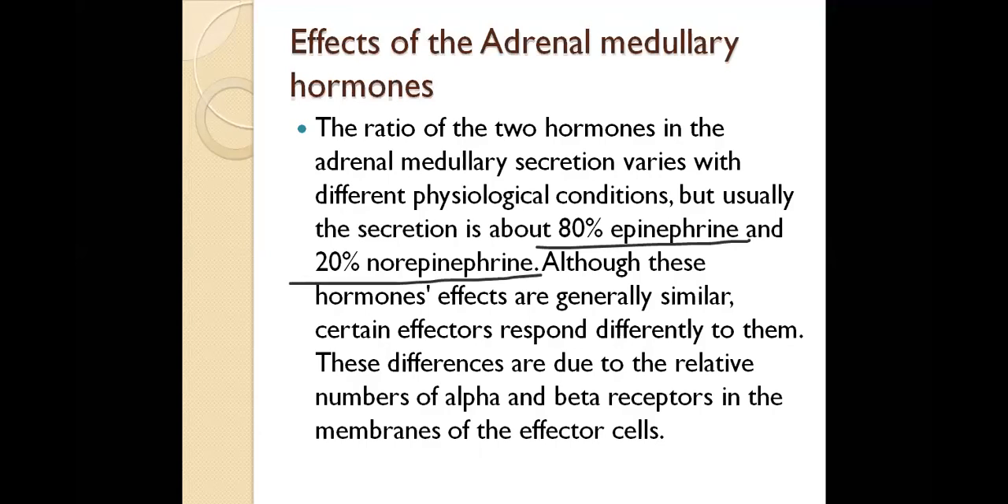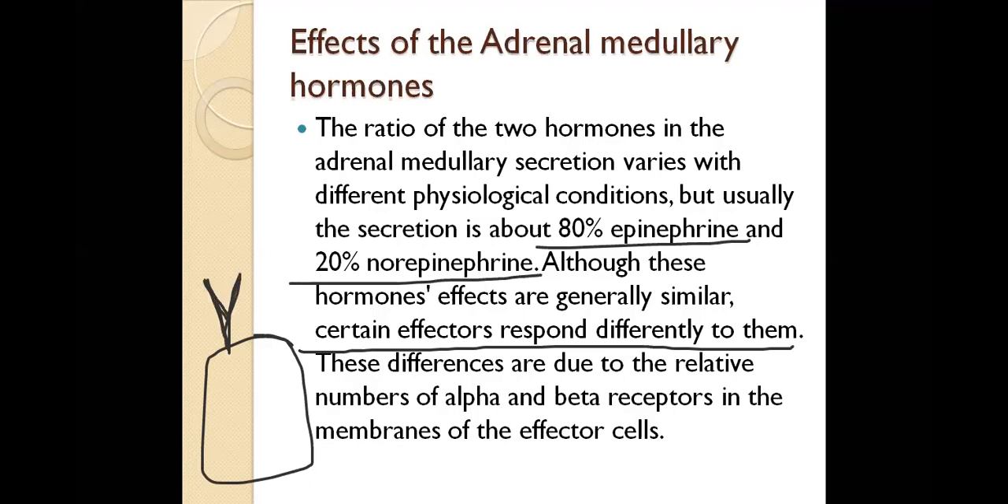Although these hormones' effects are generally similar, certain effectors respond differently to them. That means, do you remember, we said the cells have some hormone receptors. So their receptors have some relative difference. These differences are due to the relative numbers of alpha and beta receptors in the membranes of the effector cells. That means there is a little difference in the cells' response to epinephrine and norepinephrine.